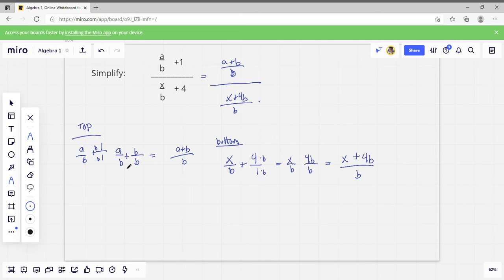Now we have to flip our bottom, x plus 4b, and multiply on the top, b over x plus 4b. These are going to cancel. We're going to get a plus b over x plus 4b. And that's the answer to that one.